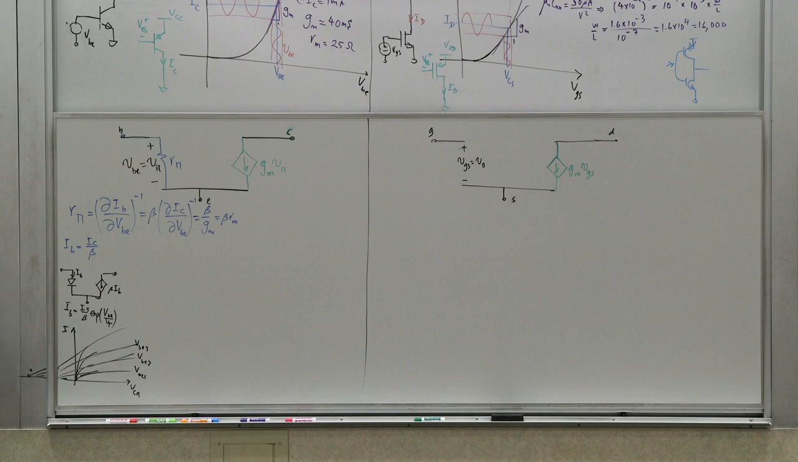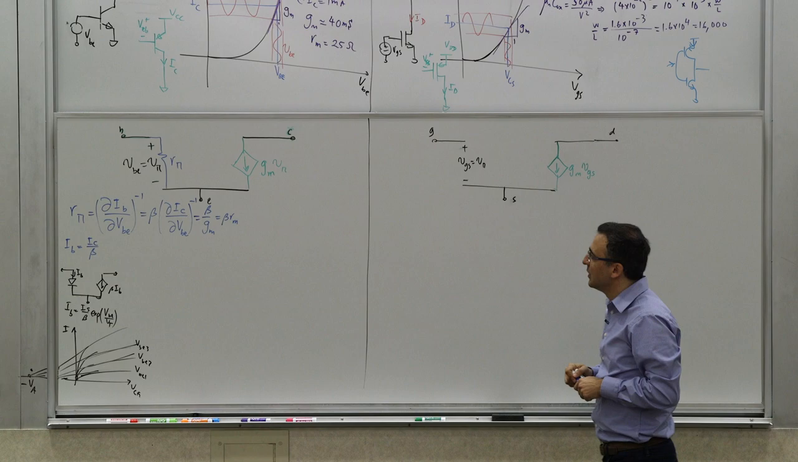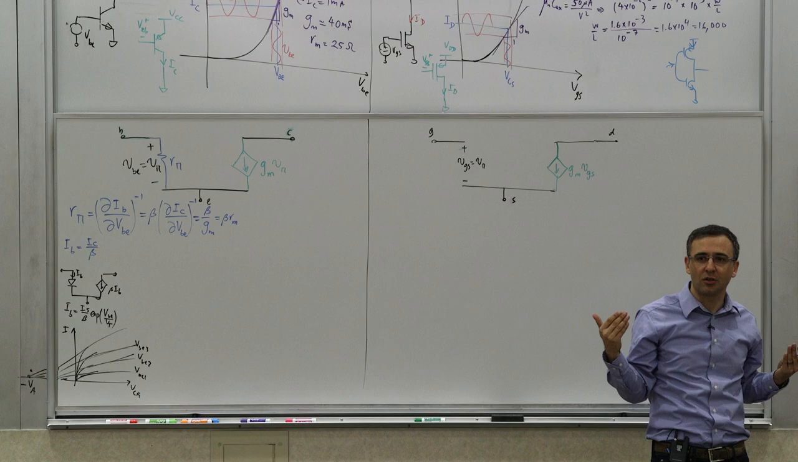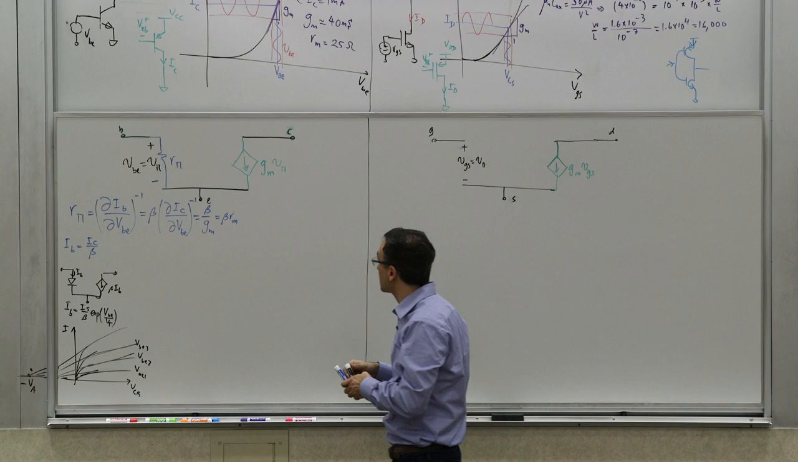So how can we model that? A current source will not change its current versus a change in the voltage, right? So there should be another resistor in parallel with it. So it's not an ideal current source. So there should be another resistor here.